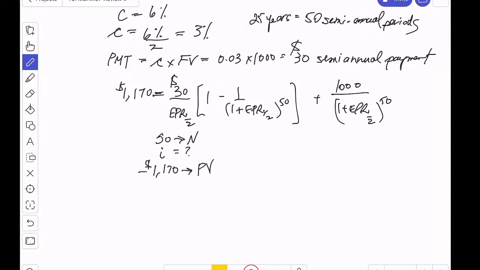And then payment we said was $30, which you will receive, so you make it a positive. And then the 1,000 is for face value. And remember, for the coupon bond, you fill all the keys, you enter something into all the keys of your calculator in the time value of money row. So then you can compute I, and this will give you the effective semi-annual rate.